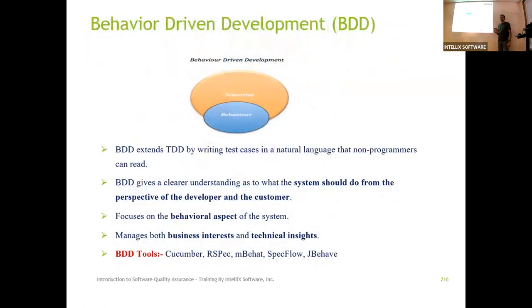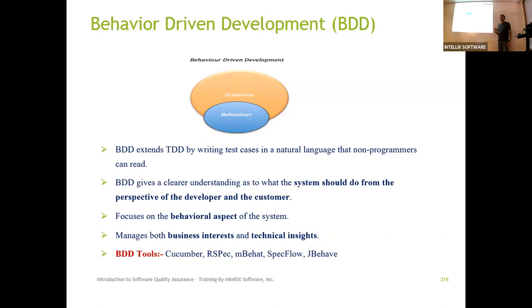Okay, but I'm going over this terminology because a lot of people will ask you what is BDD. Okay, it's the same as acceptance test driven development, ATDD. You can explain if you understand the concept, right? Now, BDD has certain tools that are used for automating the acceptance test. And Cucumber is the most popular one.